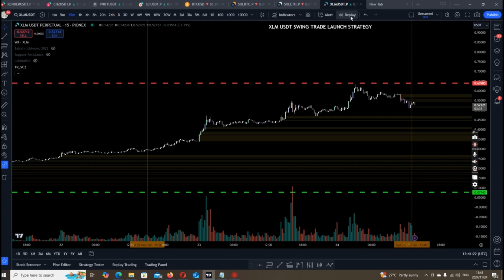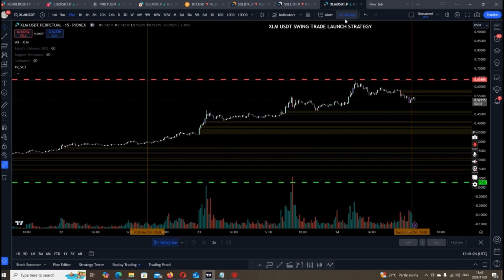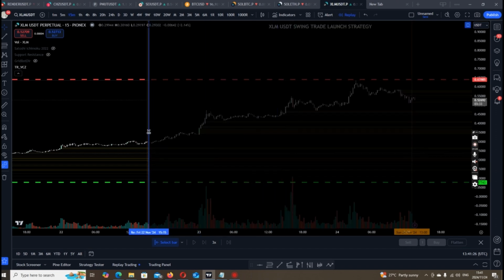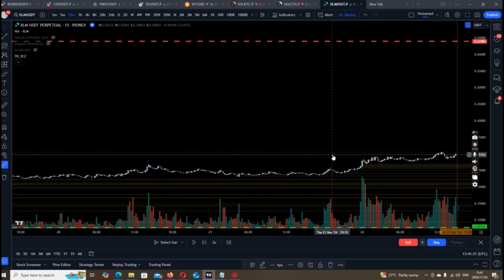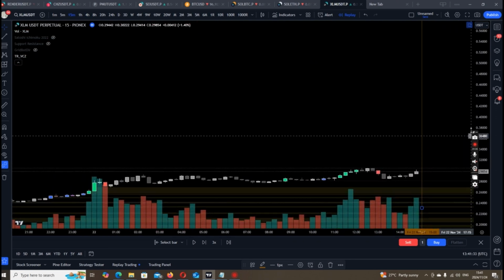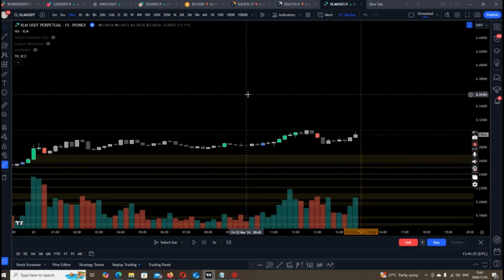For this walkthrough, I'll replay the price action as if we've just entered. Let's zoom in and observe liquidity on the 45-minute chart for better clarity. I'll speed up the replay to 5x so you don't have to wait too long.